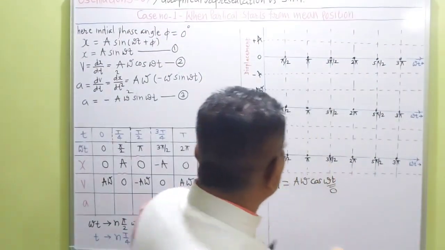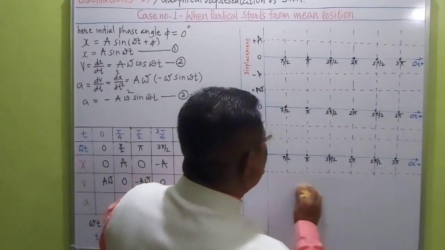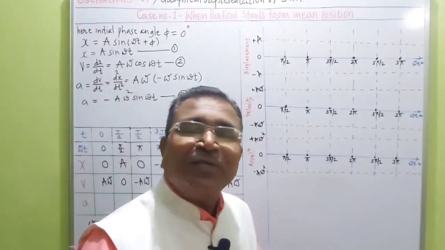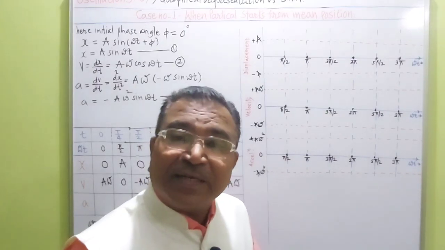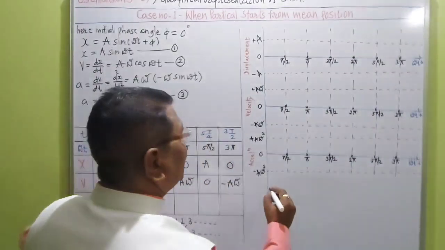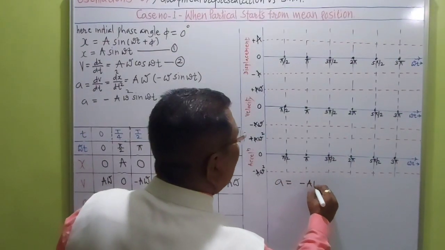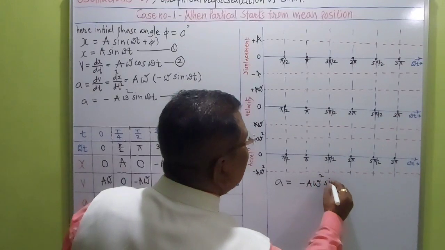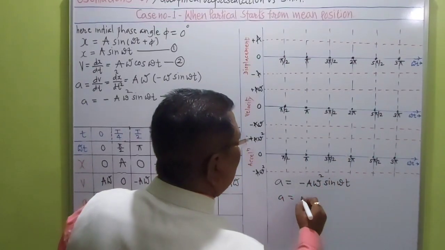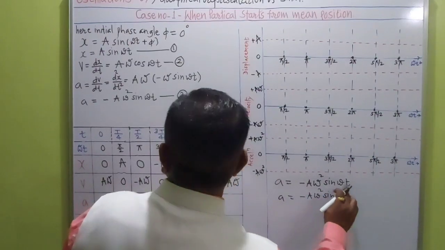See here, acceleration. What is the formula of acceleration? We know the acceleration is always denoted by small a and amplitude is always denoted by capital A. Remember this thing. So what is acceleration? Acceleration a is equal to minus A omega square sin omega t.